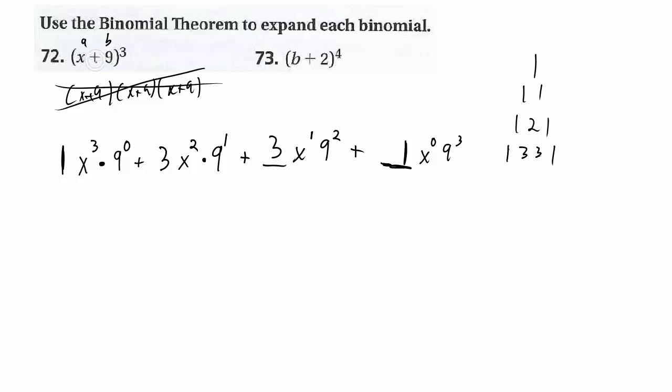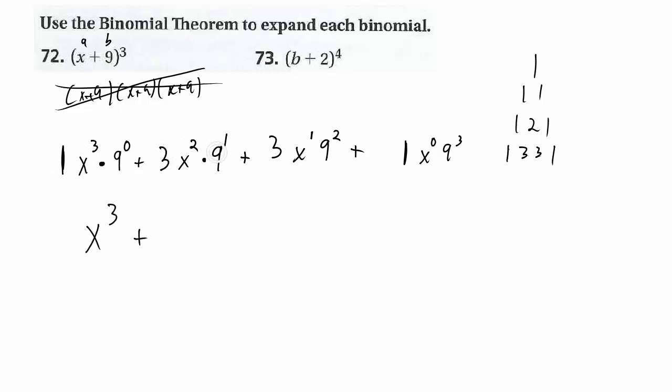And since there's a plus, all of them are going to be plus. If this were a negative, which you'll see in a later example, the signs will alternate positive and negative. But this is your unsimplified answer. So 1 x to the third, 9 to the 0 is 1. 1 times x to the third, I can just write x to the third.